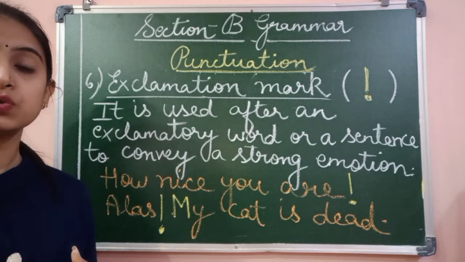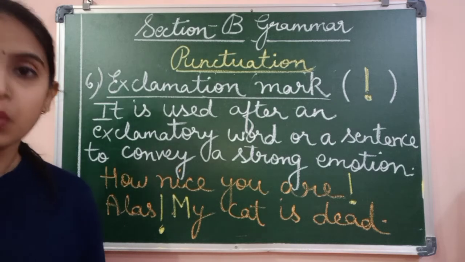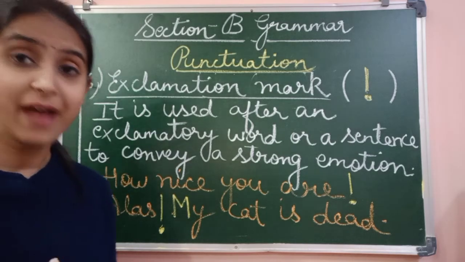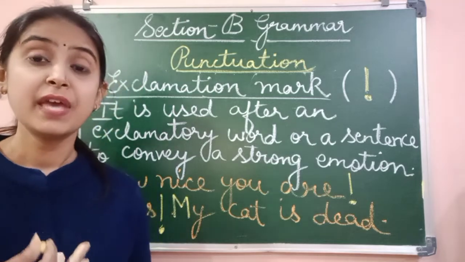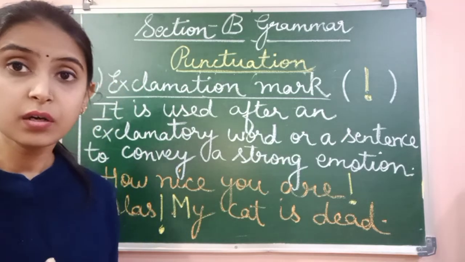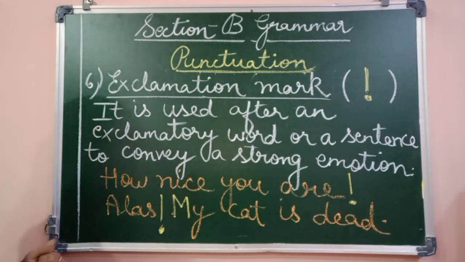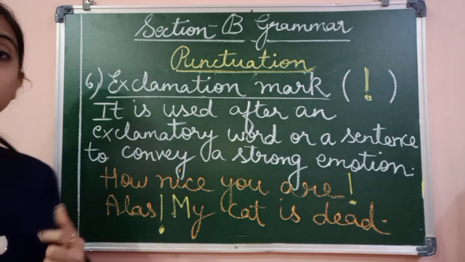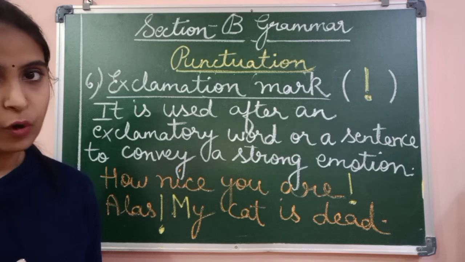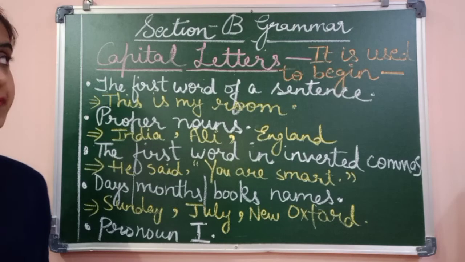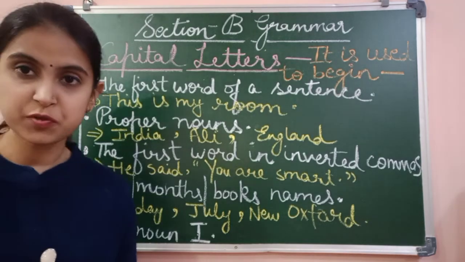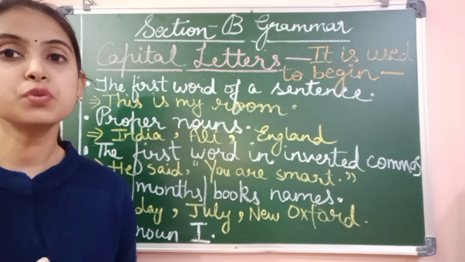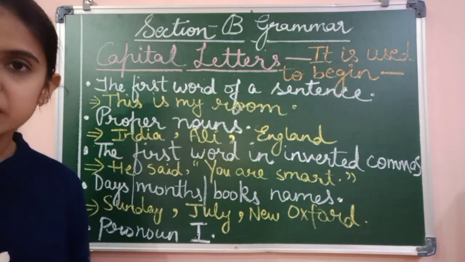The exclamation mark is used to show a feeling or emotion, right? It can be the feeling of happiness, sadness, excitement, anger, or any feeling. So the exclamation mark is basically used to convey a strong emotion. I hope it is clear to you. Now children, we are through with all the punctuation marks. We are going to learn about capital letters now.